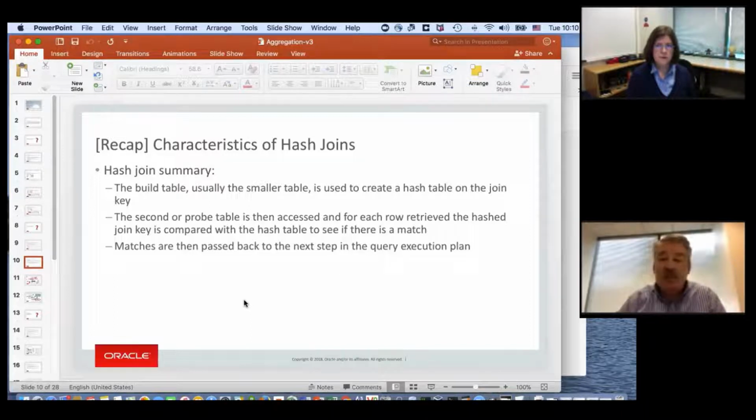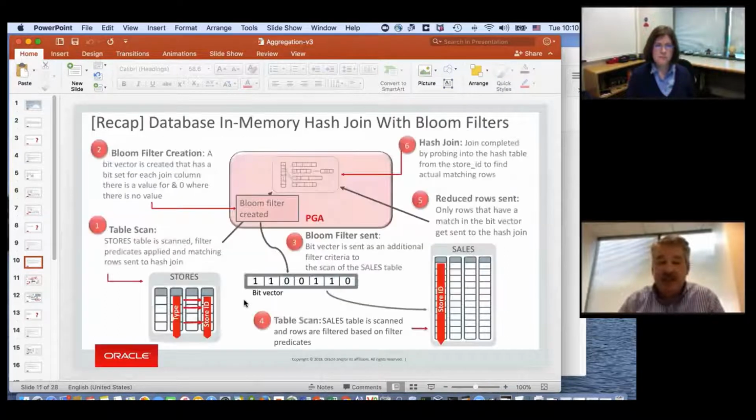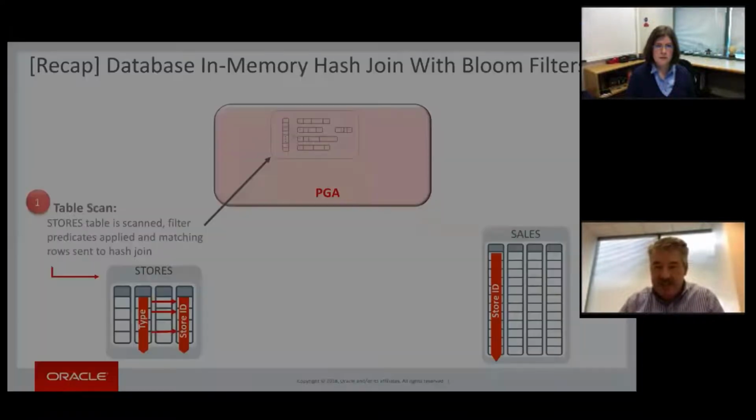The second, or probe table, is then scanned and each row retrieved. We compare the hash join keys to see if there's a match, and then we pass that back up through the execution plan. So we might have multiple tables that all are involved in hash joins. But again, we'll only actually perform the join on 2 row sources at a time. And then, I'm going to flip over, so I have this great animation that I even improved from the last session.